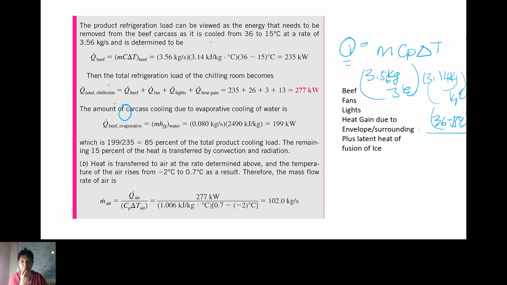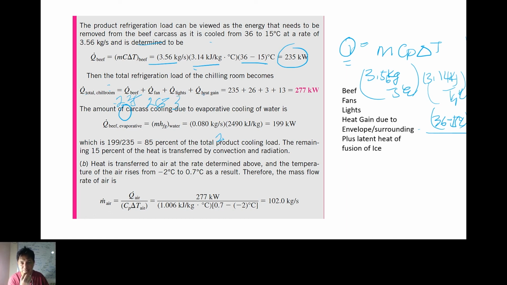So, 3.56 times 3.14 times 36 minus 15. Makakakuha ka ng 235 kilowatts sa beef pa lang. Ngayon, i-add mo yung mga iba pa. Yung fan. Ilan yung fan? 235 sa beef. Sa fan ay 26, kasi may motor yung fan, iinit yan. Yung lights, mga ilaw, ay 3 kilowatts.